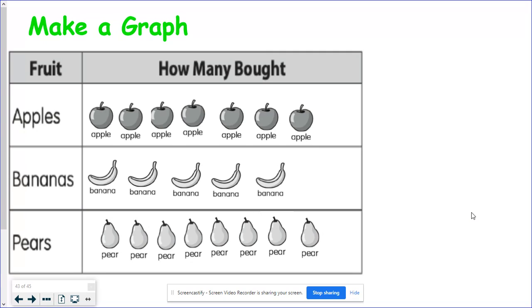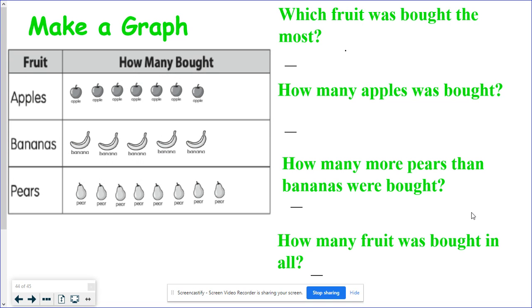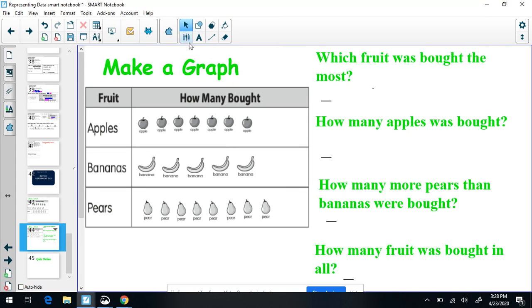Now that everything is in our place, we can go ahead and analyze this graph and ask and answer questions for it. So the first question it asks is, which fruit was bought the most? In order to answer that question, we have to count all these up. Right off the bat, you can tell that it's in between apples and pears. Bananas clearly have the fewest, but we definitely need to count these all anyway.